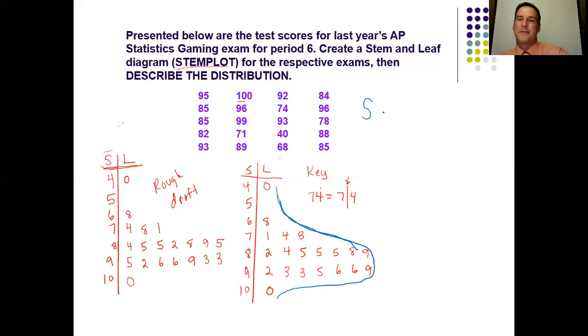So if I were to make a judgment here, I would say test scores, there's my context, are approximately normal. There's not a whole lot of data to it, which is why it doesn't take too crazy of a shape. And again, I've already introduced the context. O stands for outliers, and is there an outlier? Yeah, maybe 40.